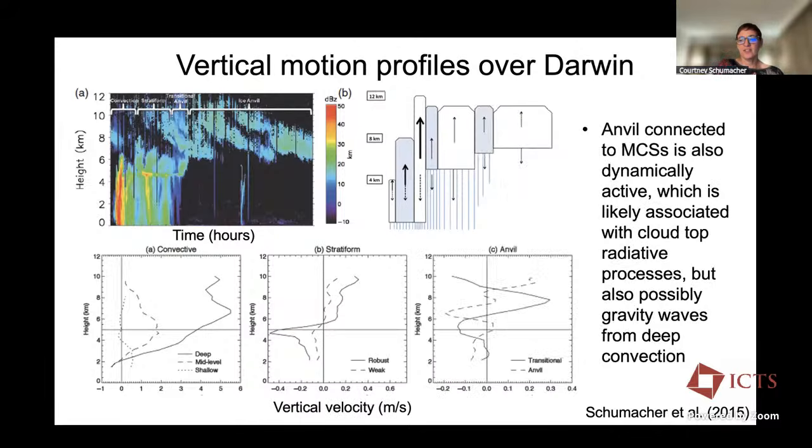And for those of you interested in anvils, this is a tidbit. We can do the same thing. We can look at if there are big enough particles to be seen in the anvil. We can see some dynamically active regions in these places where there's not rain reaching the surface. Again, the motions are very weak, and there's some evaporation below the cloud base here. But this could be associated with radiative processes or even gravity waves.